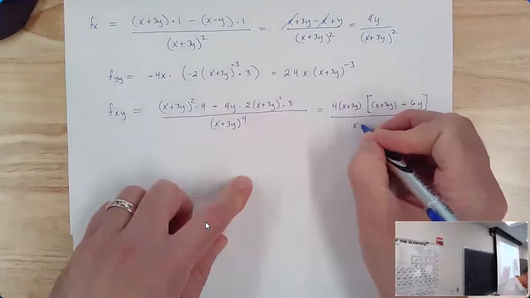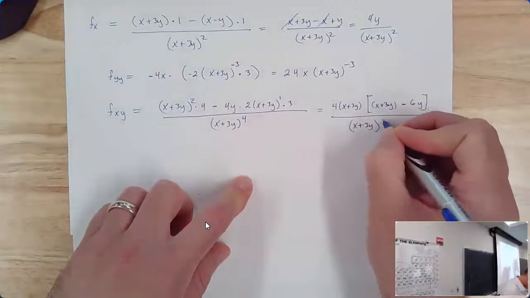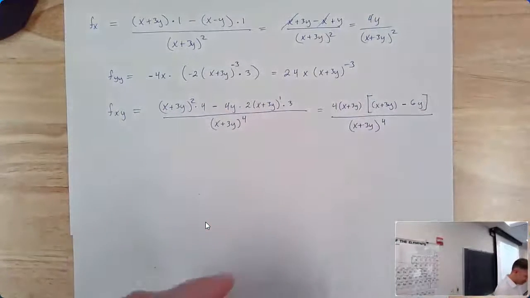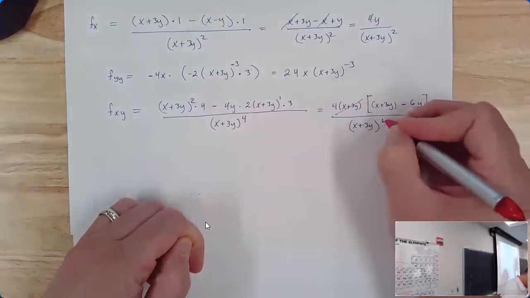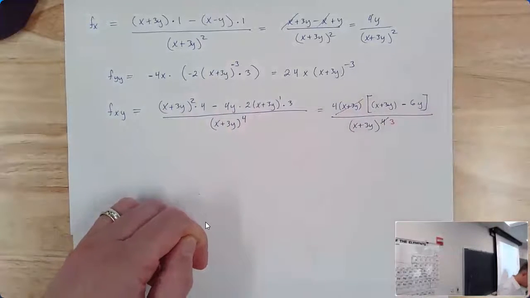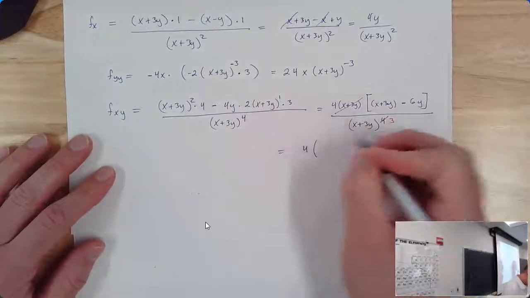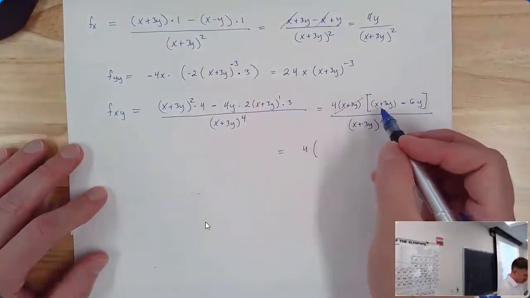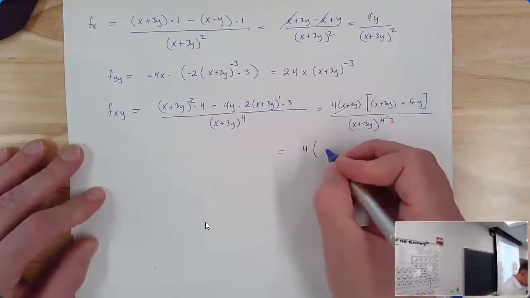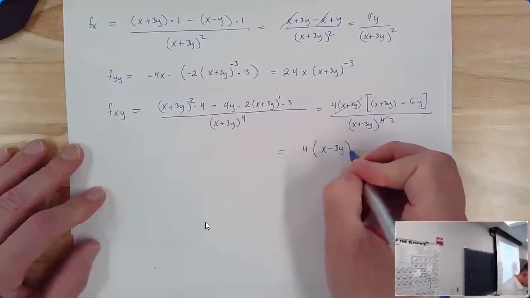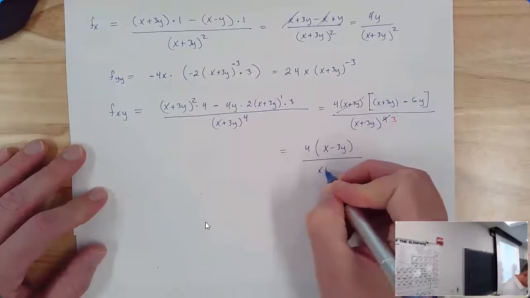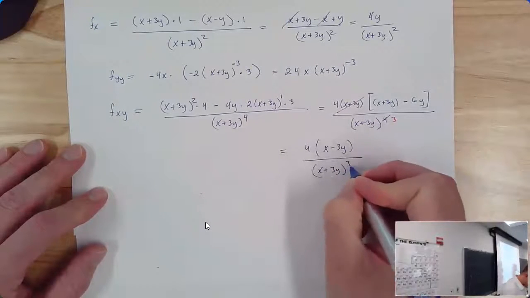All over x plus 3y to the 4. Simplifying just a tiny bit, we can cancel an x plus 3y here and an x plus 3y there. And we're left with 4 times, inside here, x plus 3y minus 6y is x minus 3y. And the denominator is x plus 3y to the 3rd.